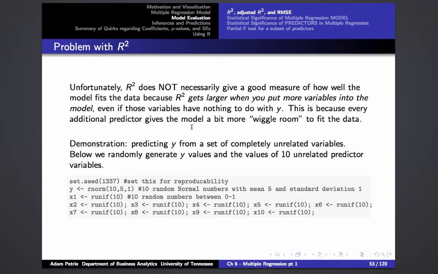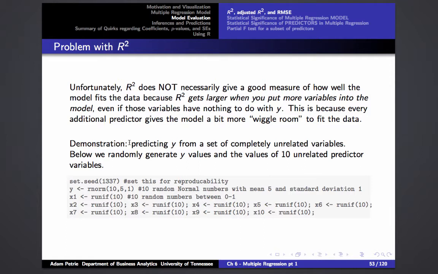Okay, so R squared actually has a problem associated with it. It may not necessarily give a good measure of how well the model fits the data because it turns out that R squared gets larger whenever you put more variables into the model, even if those variables are completely unrelated to y. The reason why is that whenever we add a new variable into a model, we give the model a little bit more wiggle room to get closer to those data points. So with a little more wiggle room, we fit the data better, so the sum of the squared errors that the model is making is actually getting smaller.